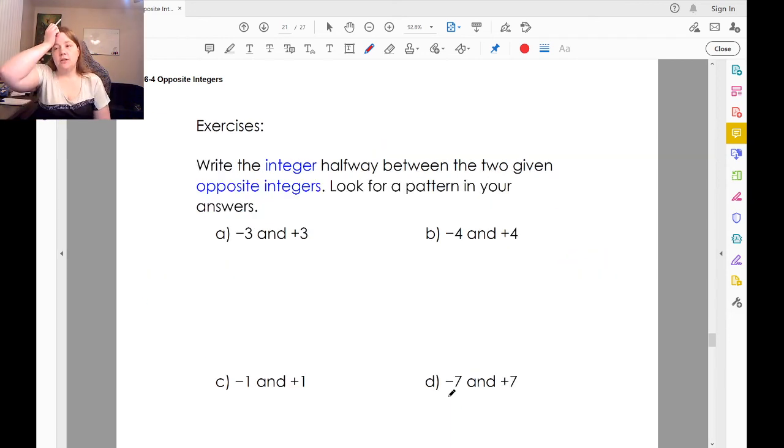They want you to go ahead and do the same thing again, but now with these numbers. Look for a pattern in the answer. Go ahead, try this on your own, and we'll talk about it when you come back.